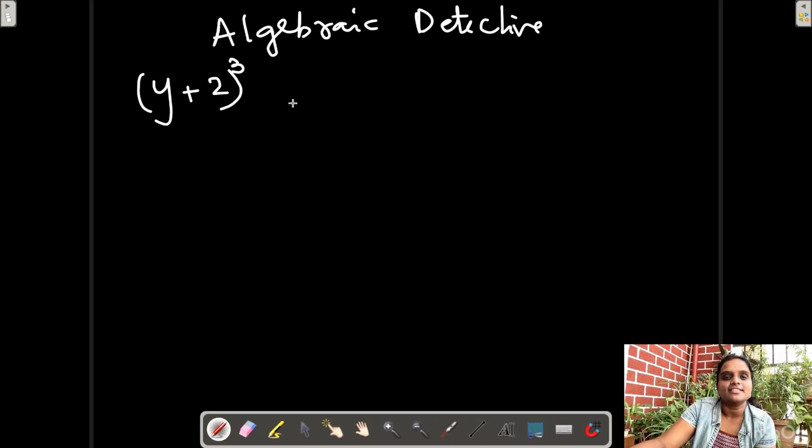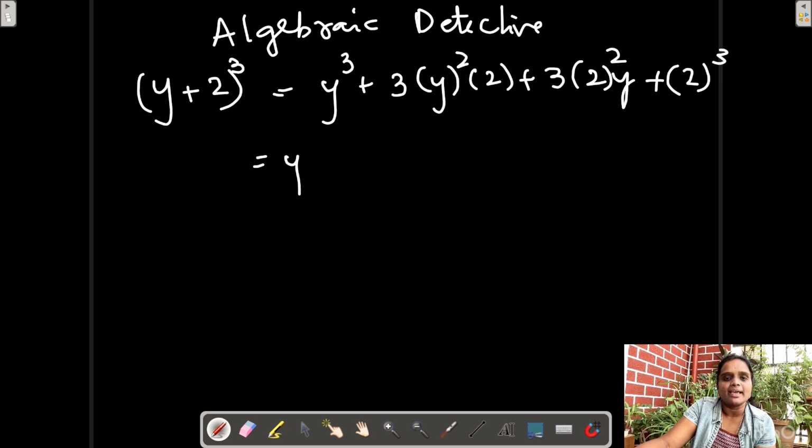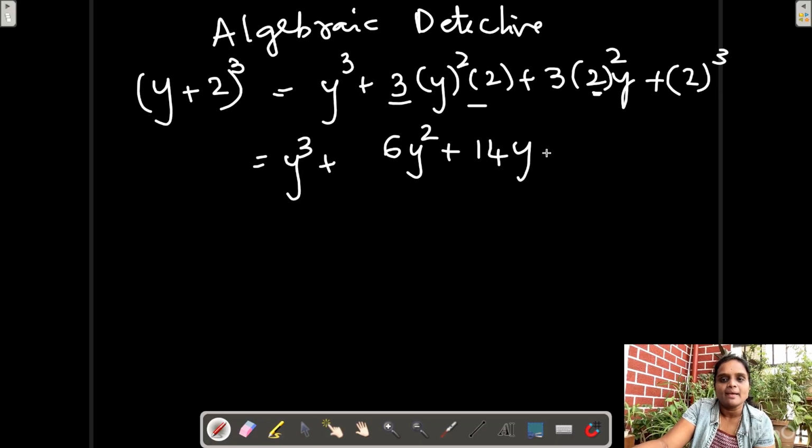Now I reveal the answer. What is the formula? y cube plus 3a square b plus 3b square a plus b cube. So y cube is y cube, plus 3 into 2 is 6y square, plus 3 into 2 square, which is 4. So 3 into 4 is 12y, plus 2 cube is 8.